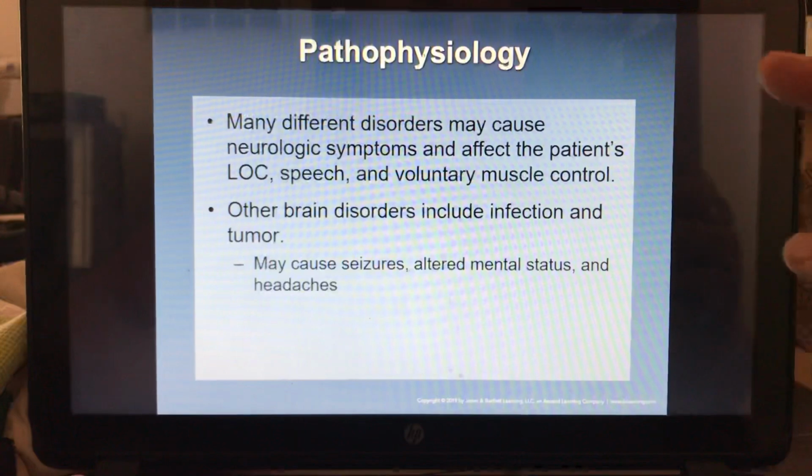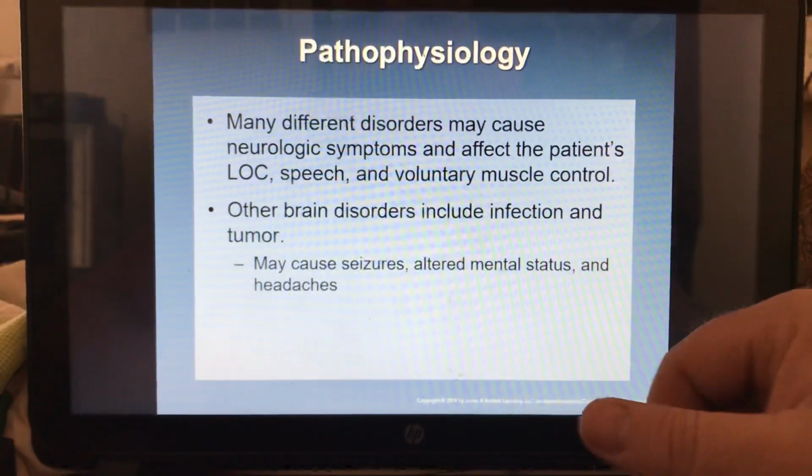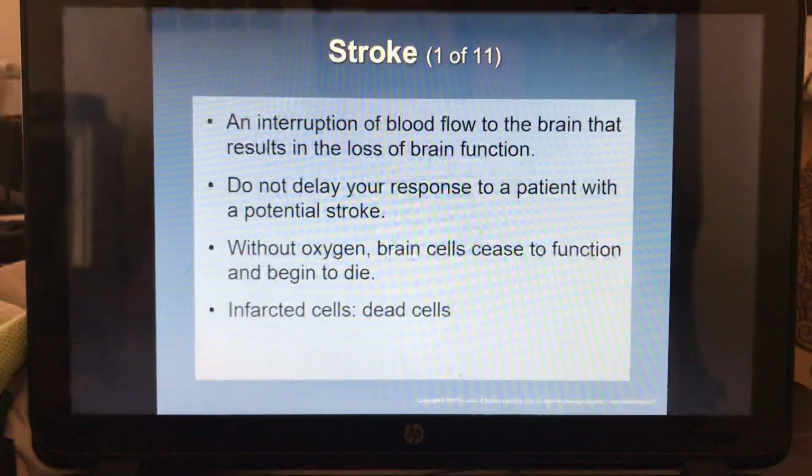We're going to talk about disorders and things of that nature. This is kind of an introductory slide to get you ready to be able to start talking about the pathophysiology of what happens. All right, so now the big dog. There's two big dogs in neuro for us and what we care about. It's going to be stroke and seizure.